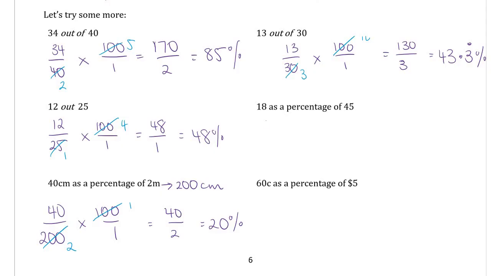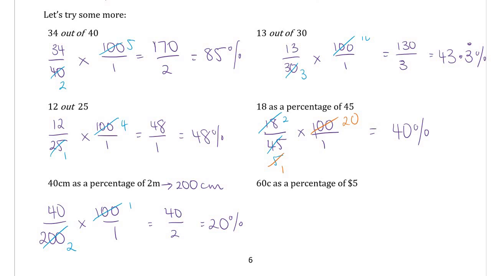18 as a percentage of 45. That would be 18 over 45 times 100 over 1. If I do some simplifying here, I could make this a 2 and this a 5 because they both can be divided by 9. And then this can be further cross-cancelled here as well. So I just end up with 2 times 20, which is 40%.